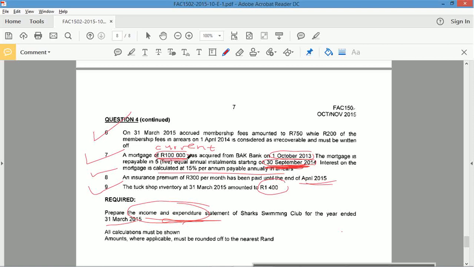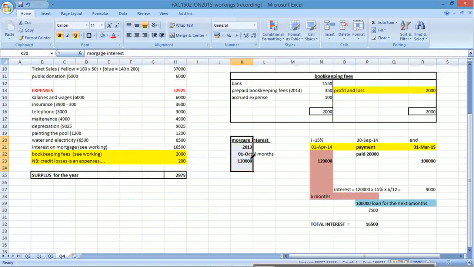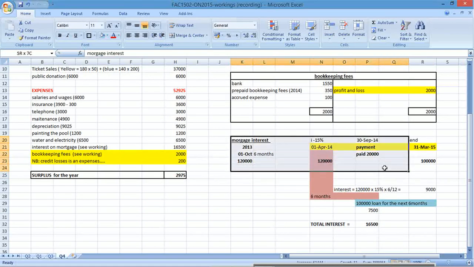But the question did say it's a 100,000 rand mortgage acquired on the 1st of October. So the wording's not so great. So was the loan 100,000 or was the loan 120? Then you made a payment. It could be either or. Right, so depending on which way you view it. This is one way of viewing it.